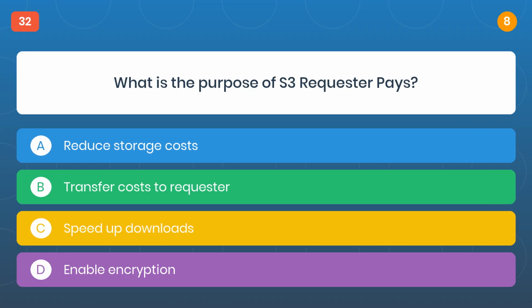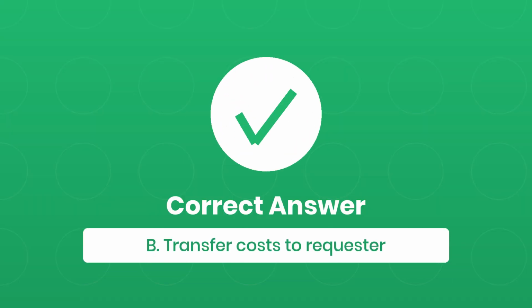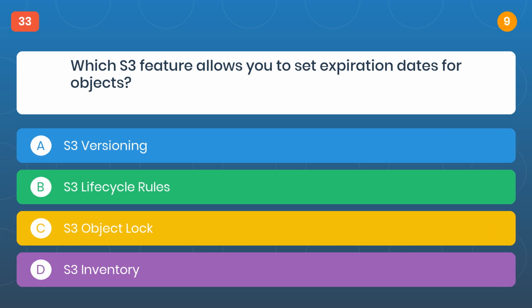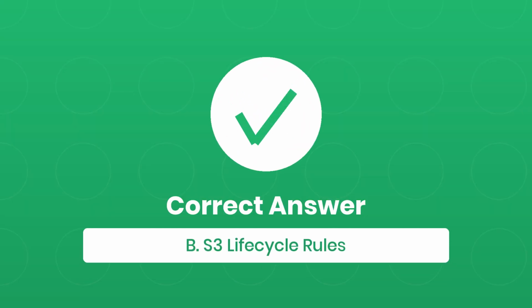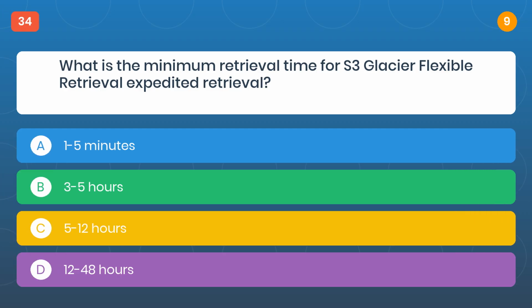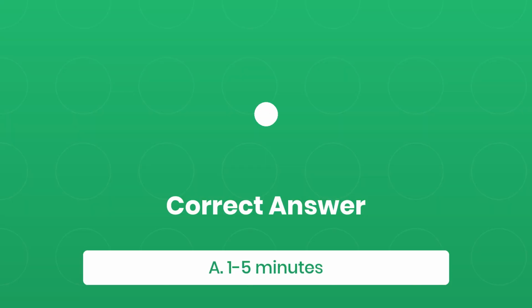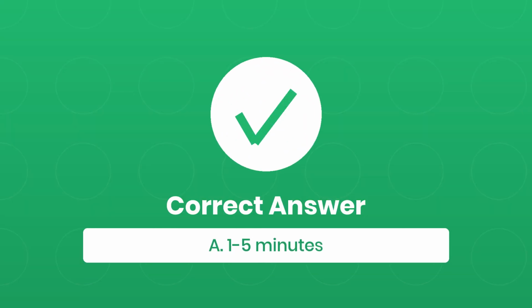Question 32. What is the purpose of S3 requester pays? The correct answer is B, transfer costs to requester. Question 33. Which S3 feature allows you to set expiration dates for objects? The correct answer is B, S3 Lifecycle rules. Question 34. What is the minimum retrieval time for S3 Glacier Flexible Retrieval Expedited Retrieval? The correct answer is A, 1 to 5 minutes.